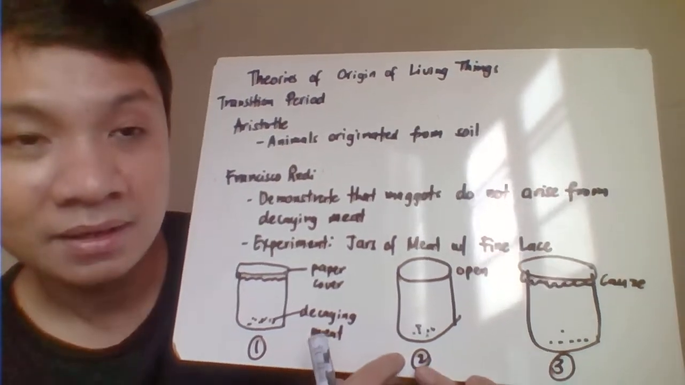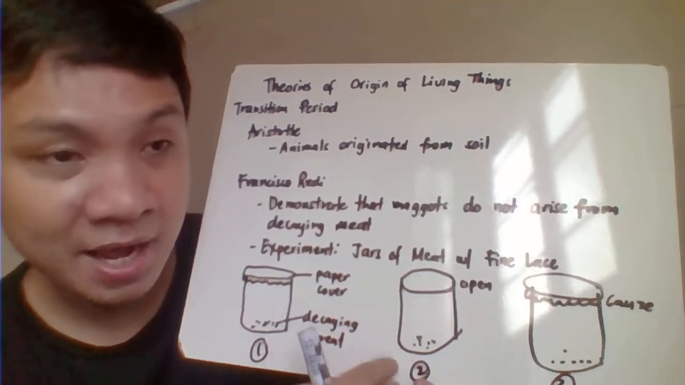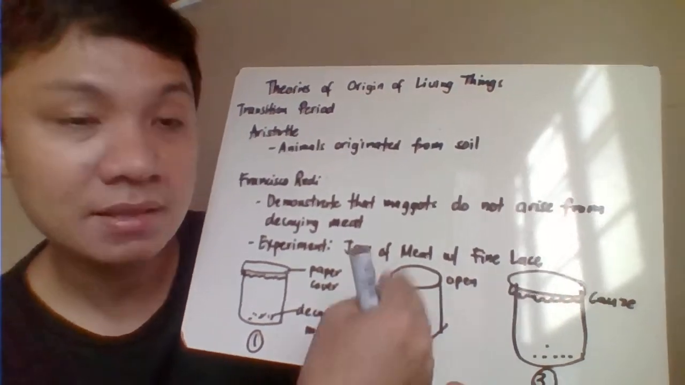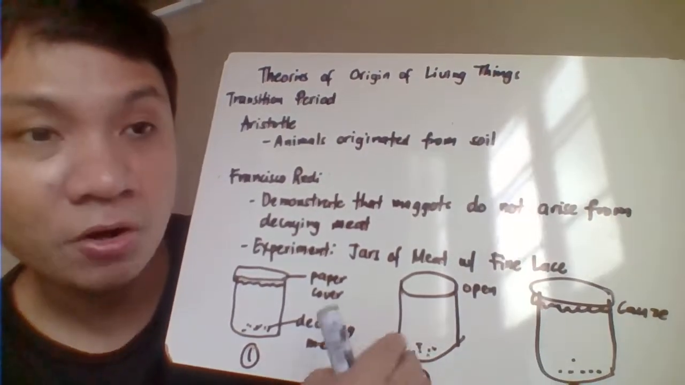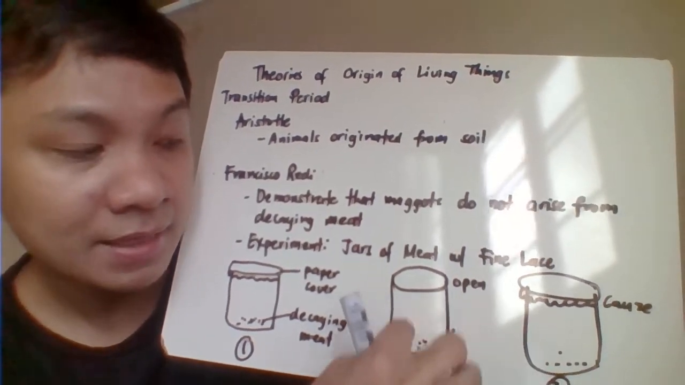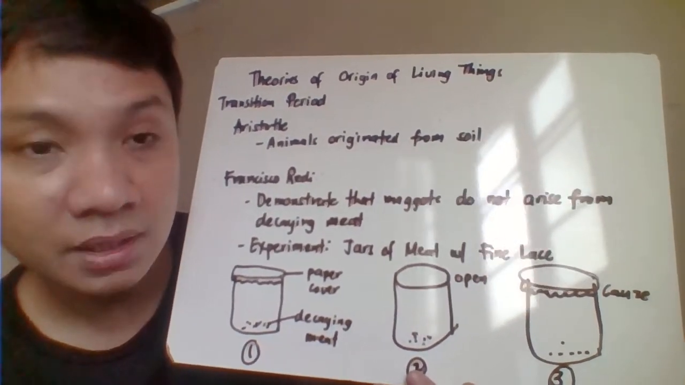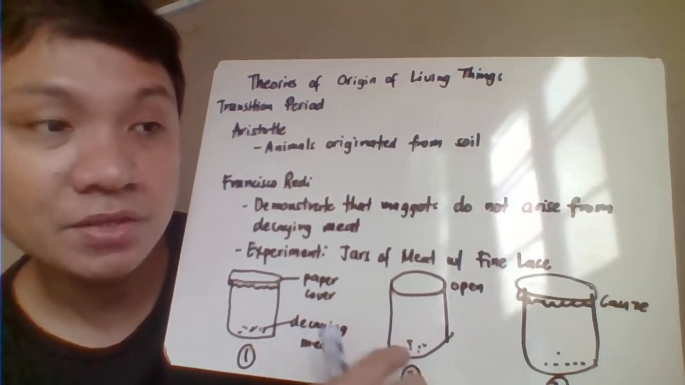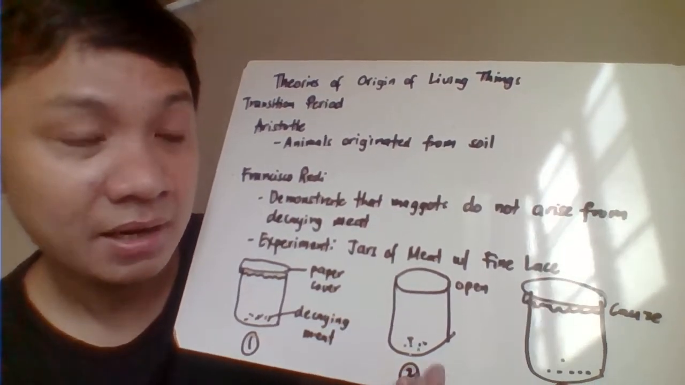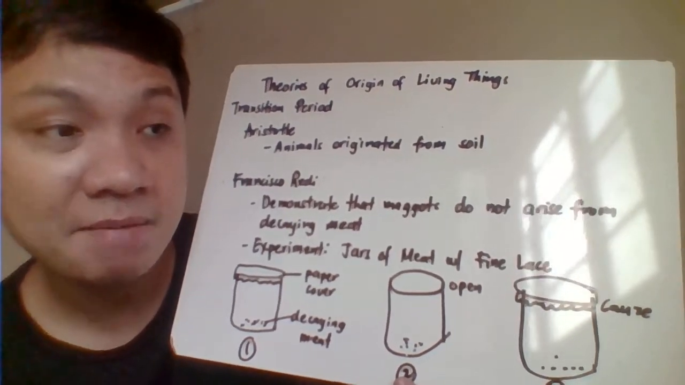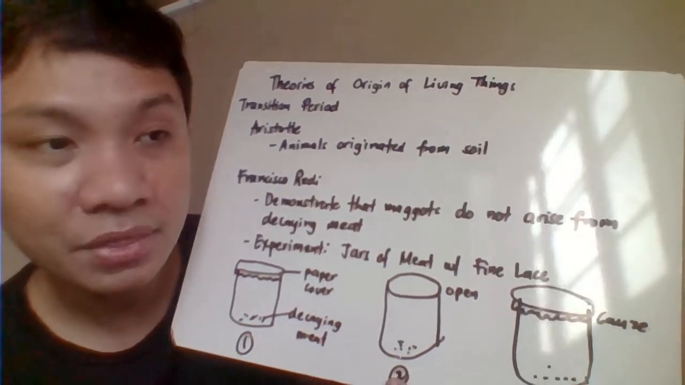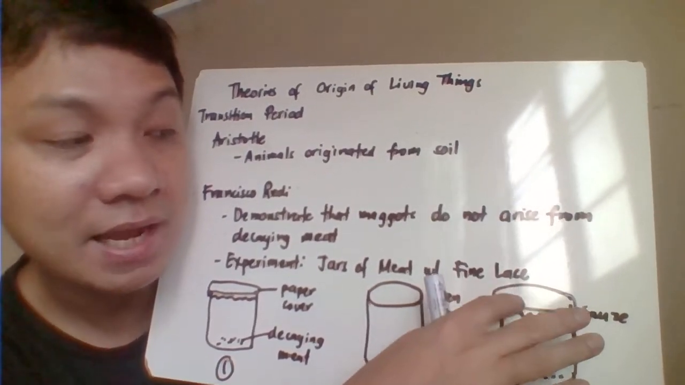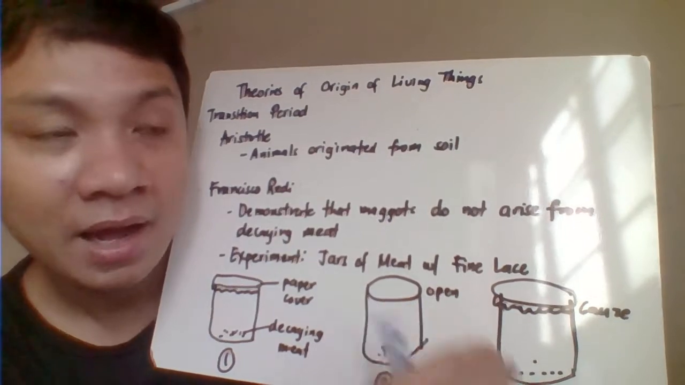So this one, since you have decaying meat and it is open, the flies will be attracted to it and will feed on your decaying meat directly. And then eventually they lay eggs on the decaying meat, and after several days, magkakaroon na siya ng maggots. And this third one could still have maggots, only that the maggots are on top of the cover.